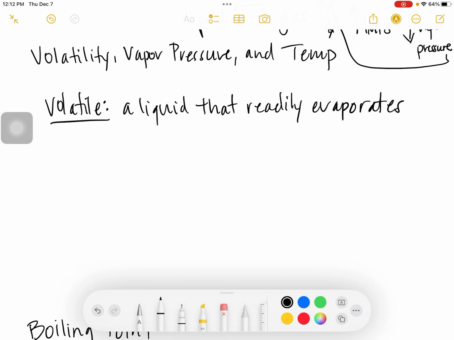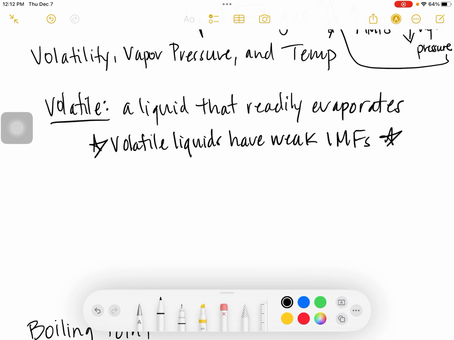And so I'm sure that you might guess we're going to connect this to IMFs. Because if we have a liquid who evaporates pretty quickly, a great example would be rubbing alcohol, then that substance has low or weak IMFs. Because compare that to something like water, who does not readily evaporate, would not be called volatile. Water has very strong IMFs. So volatile liquids have fairly weak IMFs. Great example is rubbing alcohol.